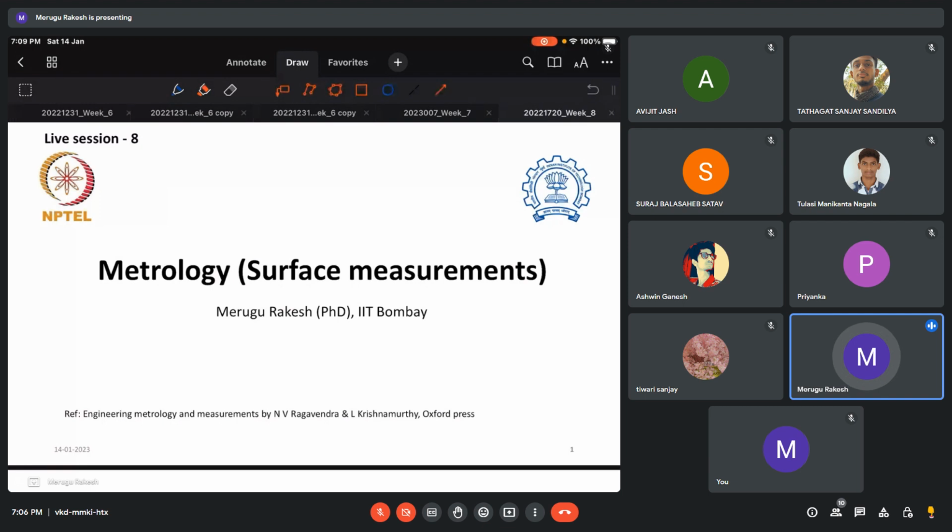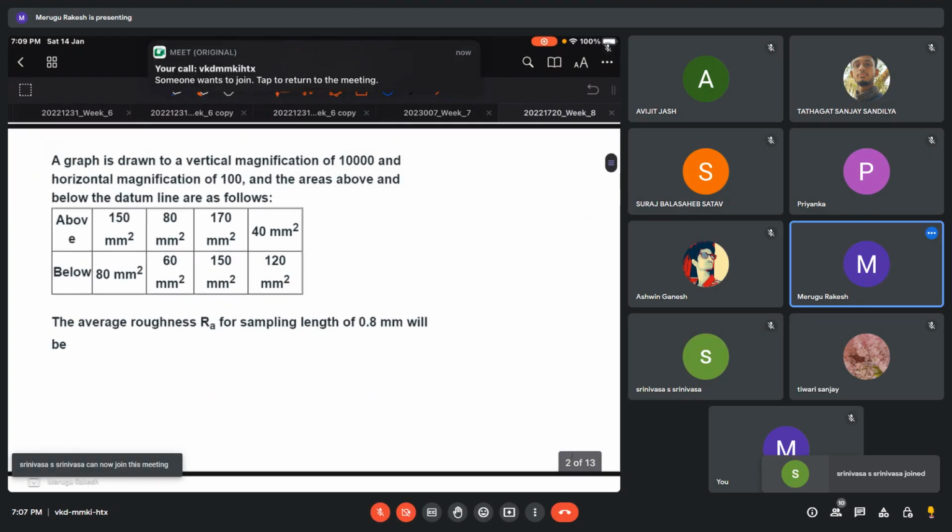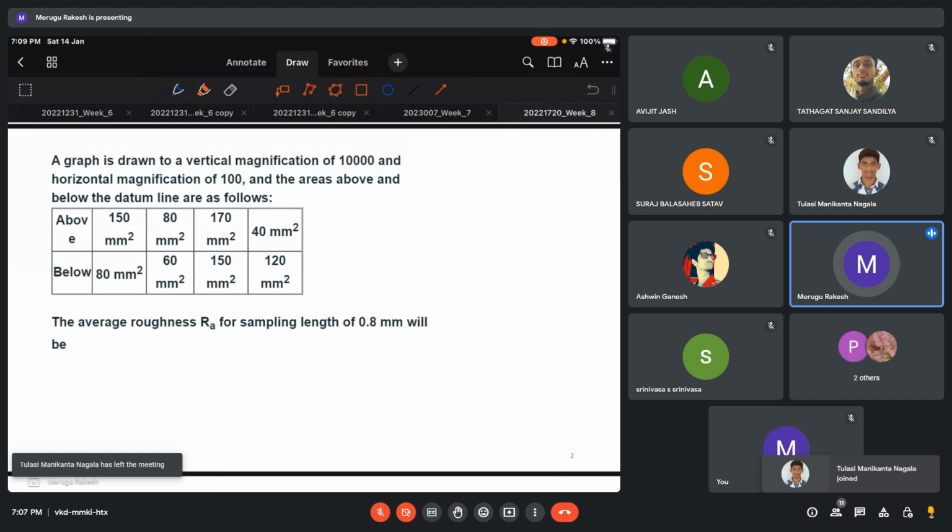So this class will be completely solving some of the numericals related to metrology as well as surface measurements. And the doubts will be clarified at the end of the session. So let us start. You can take some time to solve this question, then we can discuss the answer.